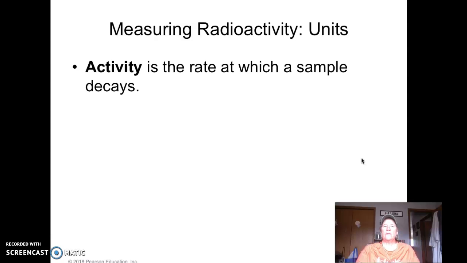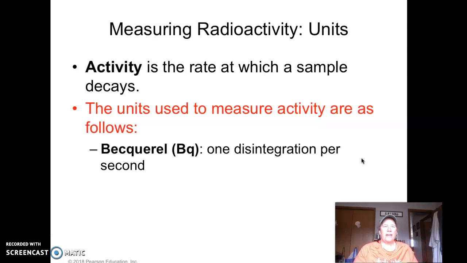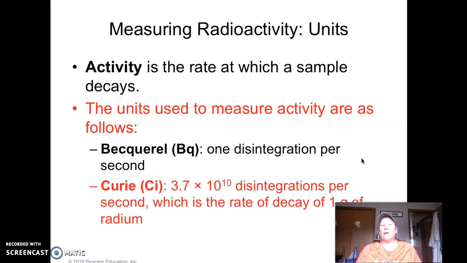What they do is they look for radioactive activity. They have units used to measure activity as follows. When we're looking at radioactivity, it can be a good thing and it can be a bad thing, so it needs to be measured. They have the becquerel. It's 1 disintegration per second. They use it as Bq. The curie, named after Marie Curie, because she's the one that really worked with a lot of radioactive material. Unfortunately, it gave her cancer and took her life.